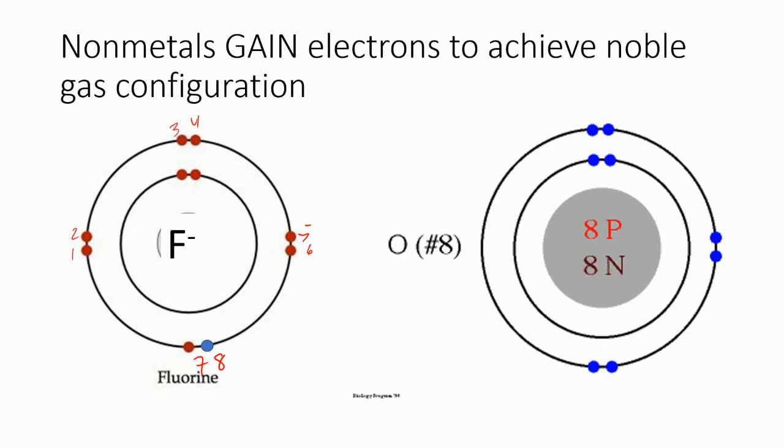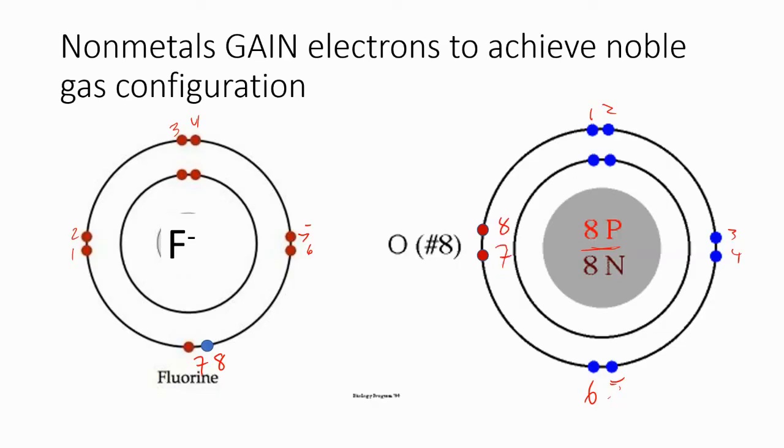Oxygen has 6 in the outer shell, 8 total, 8 protons. That's what makes oxygen oxygen. So 8 protons. It has 8 electrons. 6 of them are in the outer shell. 1, 2, 3, 4, 5, 6. It wants to dress up like a Kardashian, so it wants 2 more. Boom, boom. There they are. So we got 7 and we got 8.